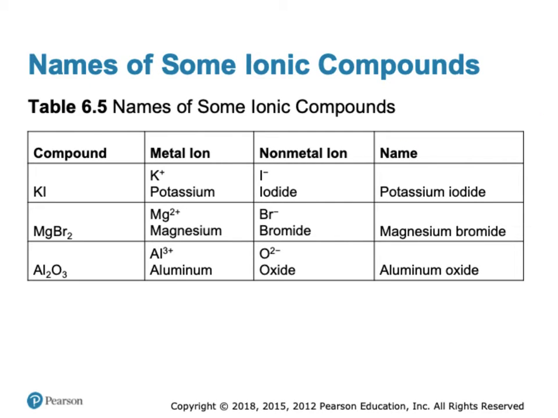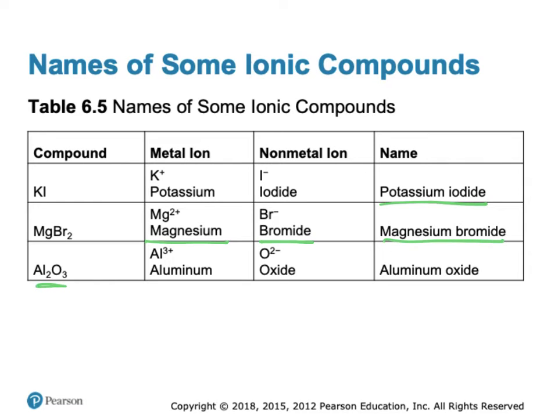In table 6.5, it looks at some names of ionic compounds. Again, these are all binary compounds where we have two elements, a metal and a nonmetal. We have KI: the metal ion is potassium, the nonmetal is iodine, but we drop the ending and add "ide." So the full name will be potassium iodide. Next we have magnesium and bromine. Magnesium forms the 2+ cation. Bromine will form a bromide anion. So we have magnesium bromide.